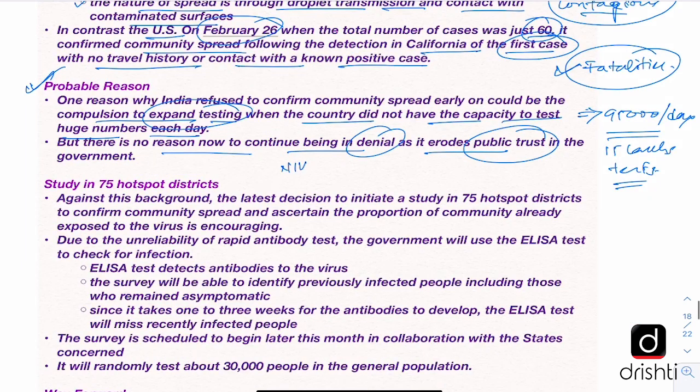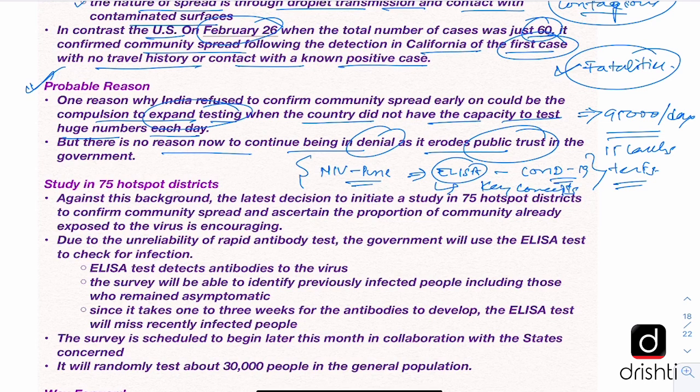The National Institute of Virology, Pune, has come up with an ELISA test for COVID-19, and this test is indigenous and much more reliable than the rapid antibody tests that were imported from China, so now the Indian government will be in a position to rapidly scale up the testing so that COVID-19 can be contained. We'll also look at this ELISA test in the key concept section.